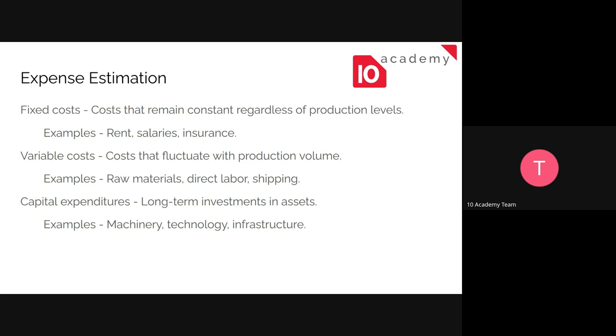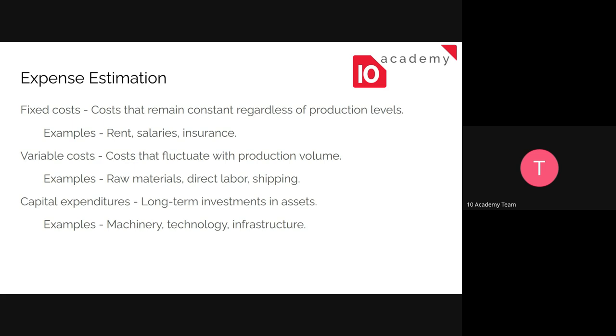You will pay rent regardless of how much you sold or how much you need. Salaries are also constant, and insurance. Variable cost is just the cost that fluctuates with the production volume. So the more you produce, the more cost you incur. Basically, it covers things like production and shipping and so on.